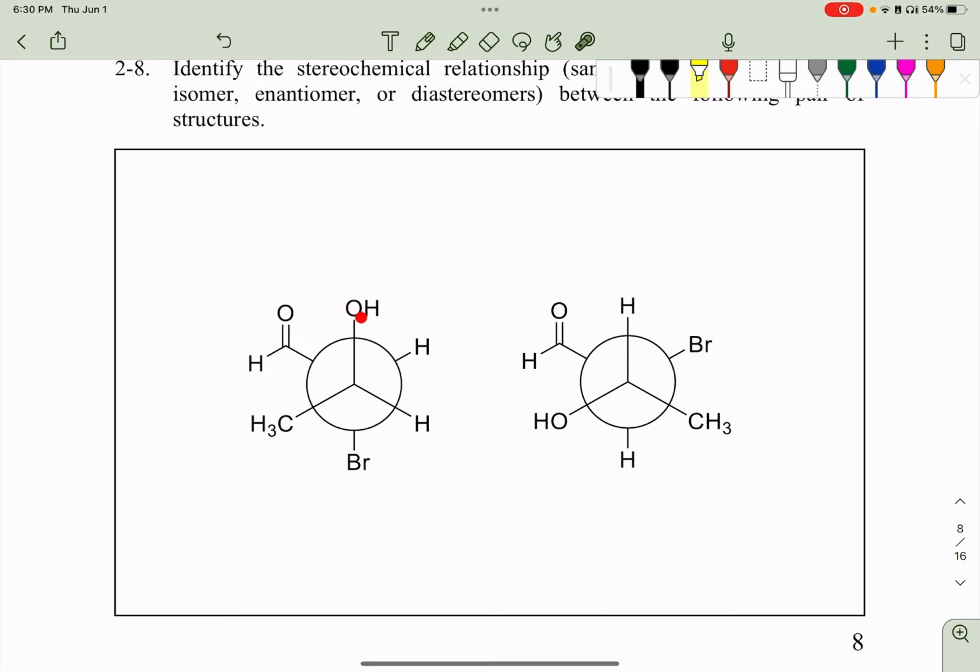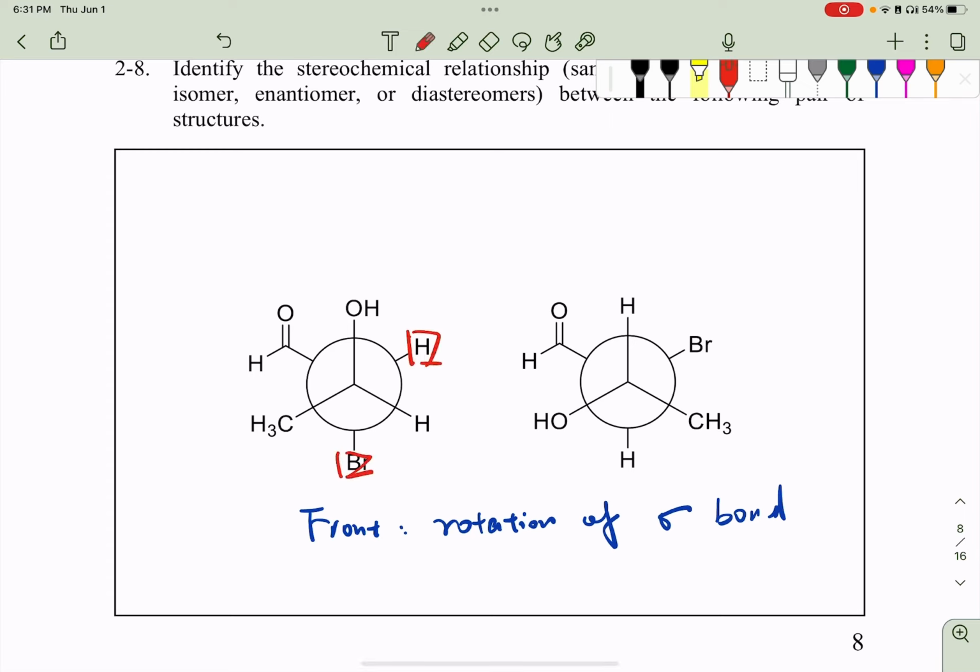So if we look at the front, right? OH is here, OH is here, CH3, CH3, hydrogen, hydrogen. So the difference in the front is just rotation of sigma bonds, which is the same stereochemistry. And if we look at the back, we're flipping the positions of hydrogen and bromine. So our stereochemistry of the back is flipped. So they are diastereomers.